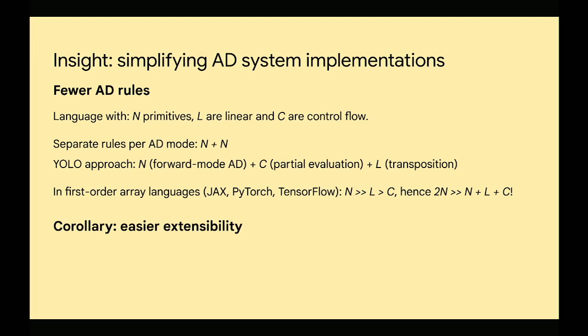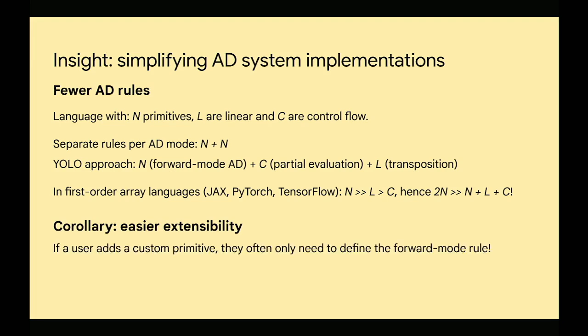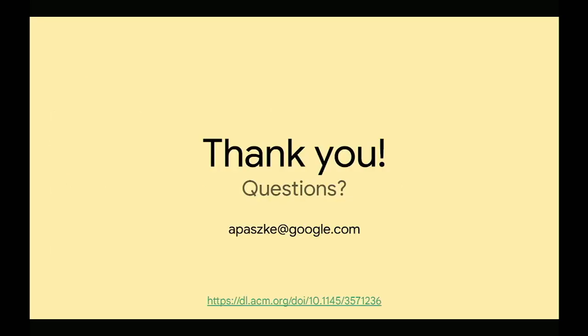And also, interestingly, that leads to easier extensibility for users. If a user adds a custom primitive and they tell us the forward mode derivative of it, if it's already composed out of linear operators, we can generally reuse both unzipping and transposition for it. So a user can only define the forward mode derivative, and we can automatically give them both forward mode and reverse mode from the single rule they hand us.